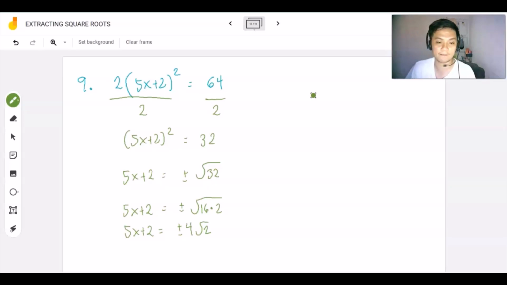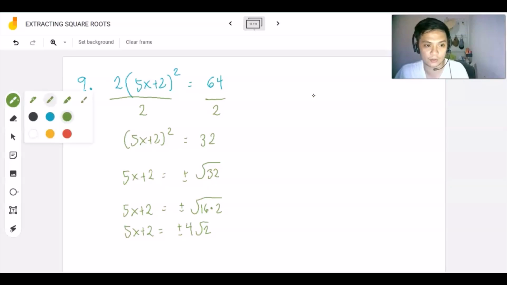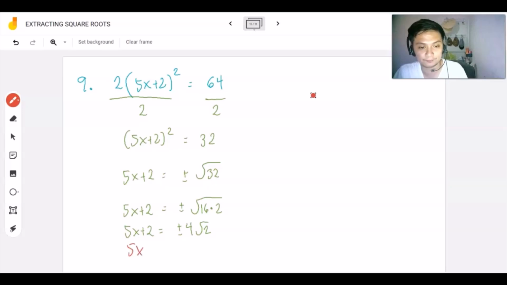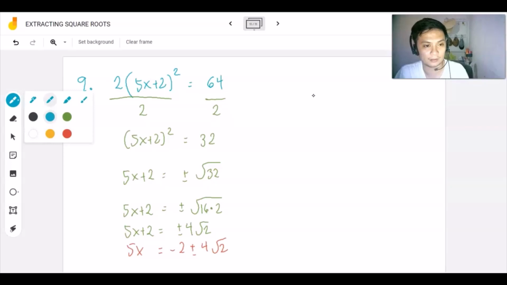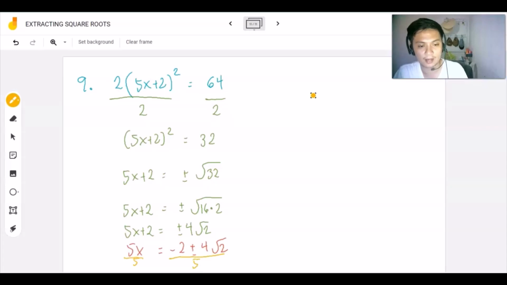And then, what's the next step? Isolate 5x, meaning eliminate positive 2. So it gets transposed to the right side. So it will be written before the positive or negative sign. So magiging 5x equals negative 2 plus or minus 4 square root of 2. And the last step is to divide lang both sides by 5. Gamit na lang tayo ng yellow. So by 5. Okay, so we have x equals negative 2 plus or minus 4 square root of 2 all over 5.